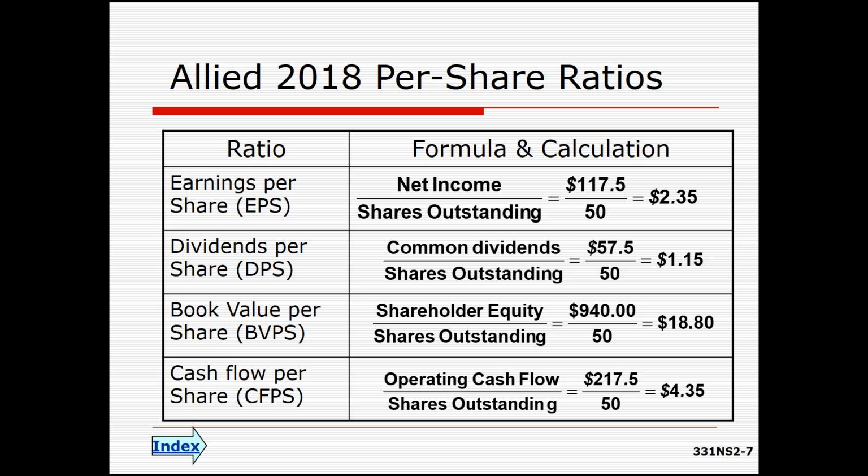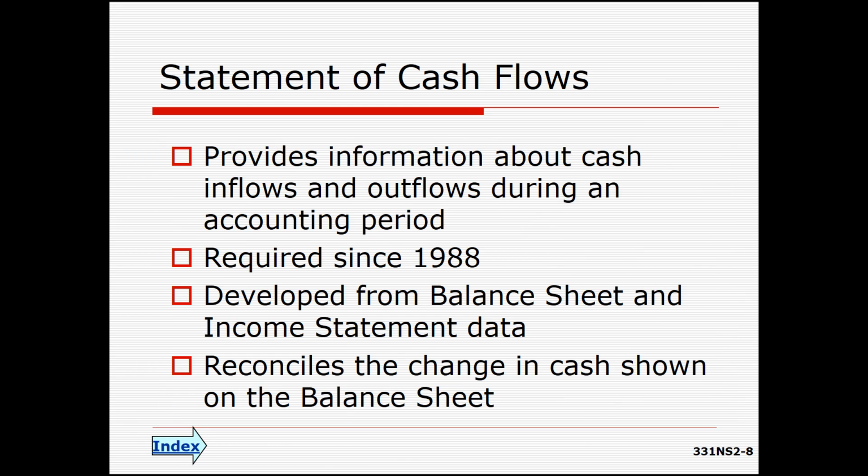This slide recaps Allied's per share ratios for 2018. Allied has 50 million shares outstanding. Note that operating cash flow used in computing cash flow per share is equal to net income plus depreciation. Let's look at the third of the main financial statements, the statement of cash flows. It's been required since 1988 and is developed from data on the balance sheet and income statement.